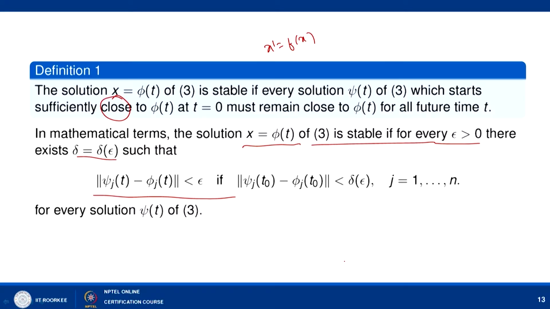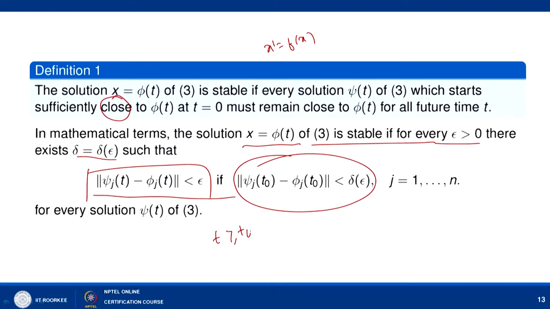So, in mathematical terms, the solution x = phi(t) is stable if for every epsilon greater than 0 there exists a delta, which of course depends on epsilon, such that the norm of psi(t) minus phi(t) is less than epsilon for all t greater than or equal to t0, if the norm of psi(t0) minus phi(t0) is less than delta. It means that if at the initial point they are close by, then for all future time they remain close in this sense, for all solutions psi(t) of x' = f(x).